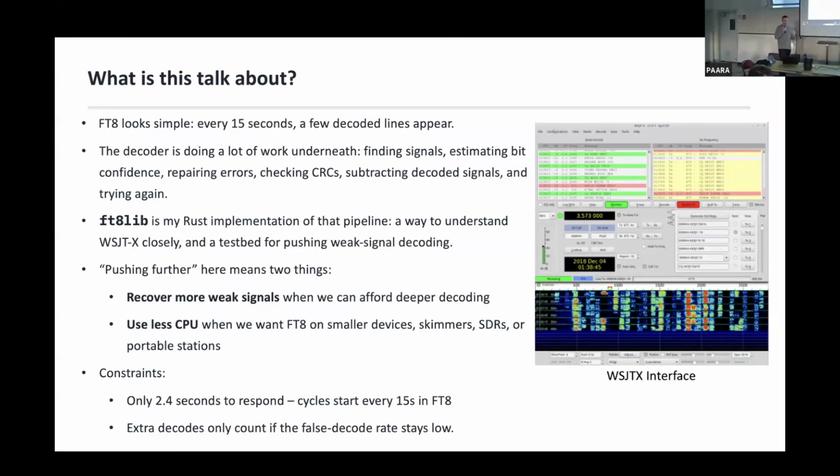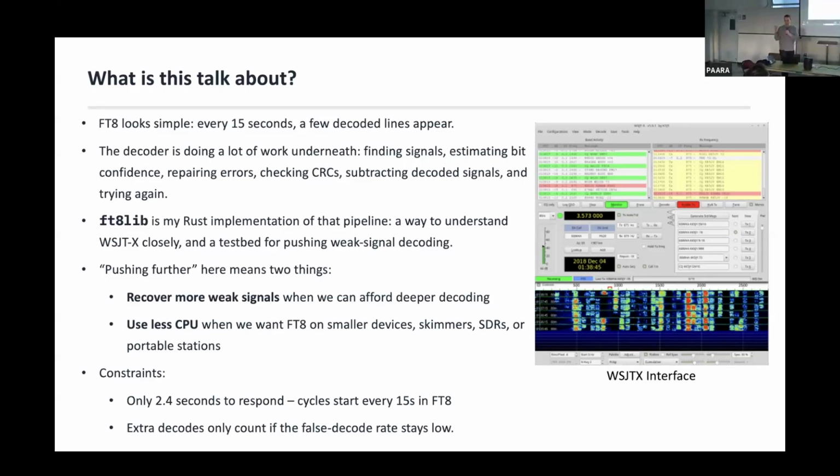It's pretty complicated. And this FT8 lib thing is a Rust reimplementation of the whole decoding chain. It's refactored, and it allows me to understand what's going on and try to see if I can beat certain parts of it and improve it, make it faster, and detect more signals. We want to recover more of these weak signals when we can afford it on a desktop or something. And then we also want to use less CPU. So maybe you could have FT8 even embedded in QRP radios. But the software on it is limited, since you're not going to get the best results.